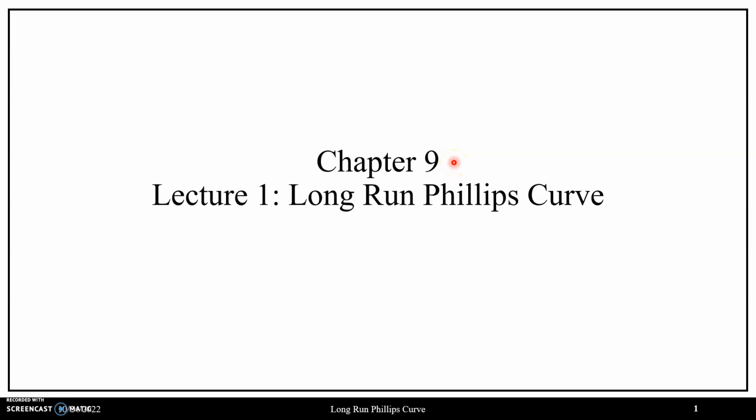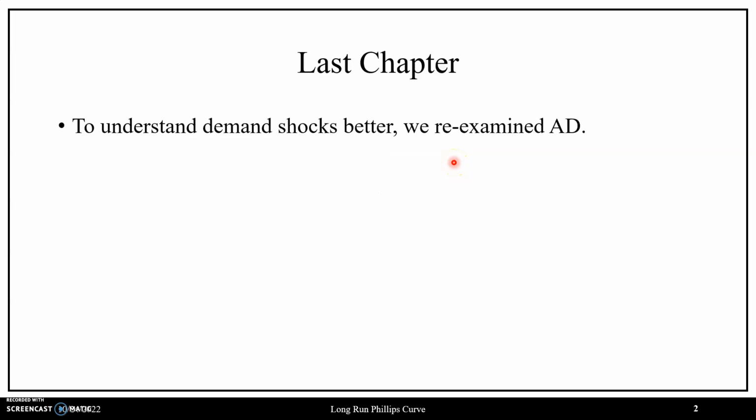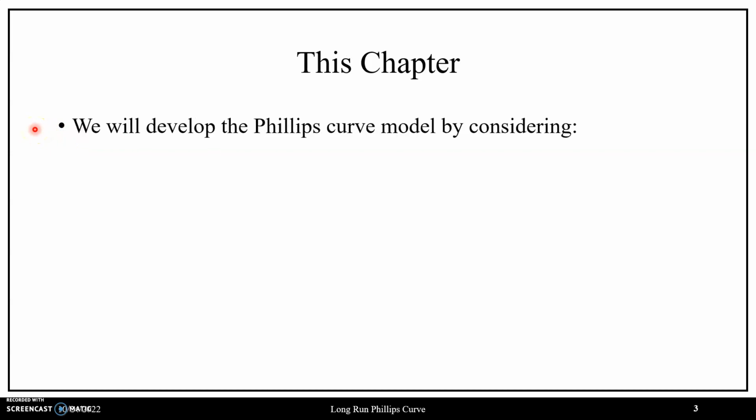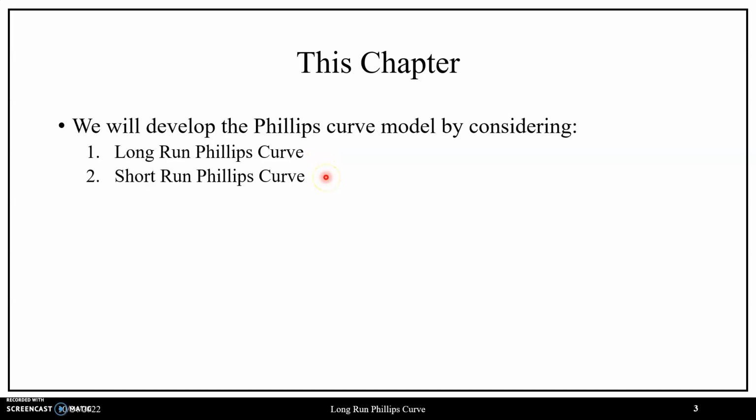In this video, we begin our discussion on Chapter 9, where last chapter, to understand demand shocks better, we re-examined aggregate demand. Now in this chapter, we will learn to explicitly keep track of the unemployment rate and inflation rate in an economy by developing the Phillips curve model, in which we will consider the long and short run Phillips curves to then put the two together to have our Phillips curve model in its entirety.